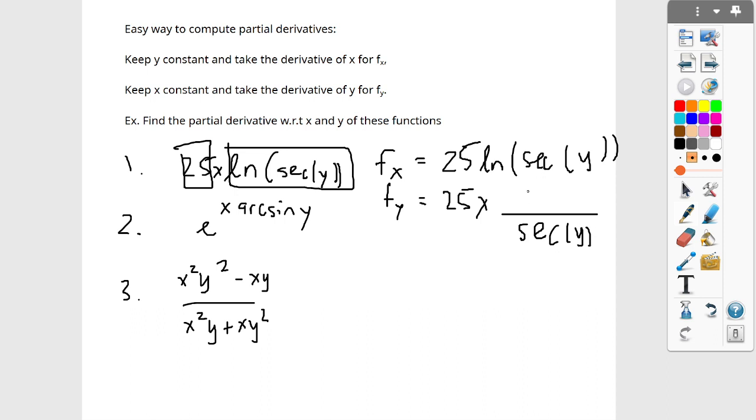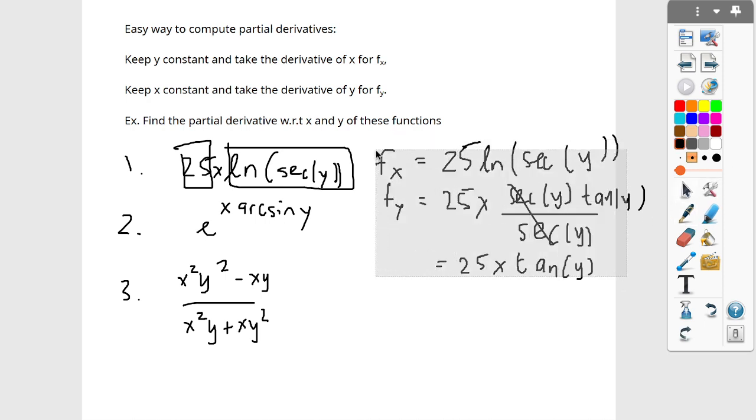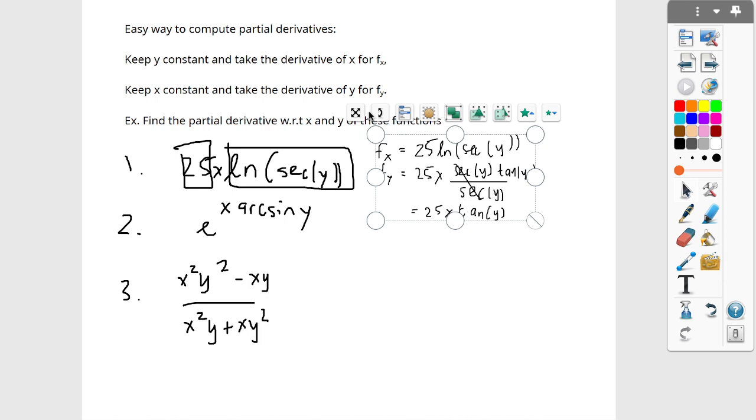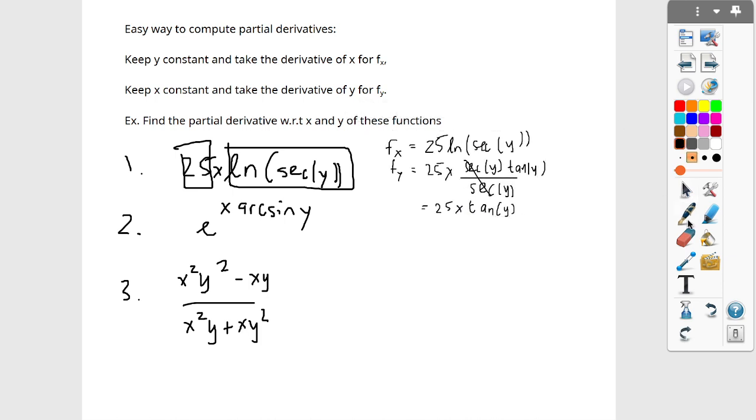What is secant y, the derivative of that with respect to y? That is secant y times tan y. So we can actually just cross that off, and that will give you 25x times the tangent of y. And that is the right answer. It's a little bit tougher, but it should not be very hard.